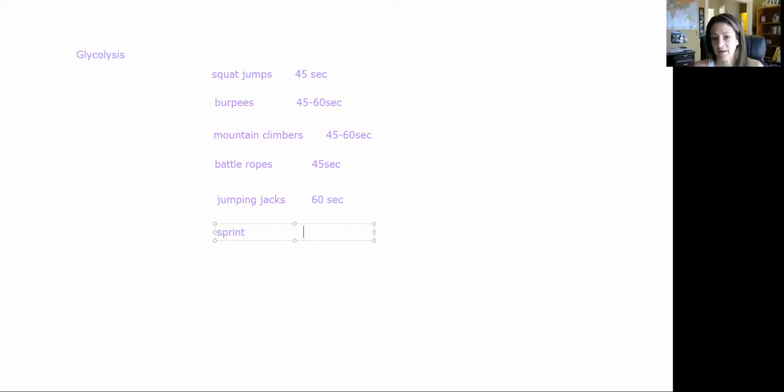Distance or time? Let's try a minute. Okay, so you just built a workout for yourself. This is your workout for today. You have to do 45 seconds of squat jumps, immediately followed by 45 to 60 seconds of burpees, immediately followed by 45 to 60 seconds of mountain climbers, 45 seconds battle rope, 60 seconds of jumping jacks, and then a 60-second sprint, and then you've got to start immediately back at the squat jumps because we're going to repeat this 3 times. Is everybody okay with that?